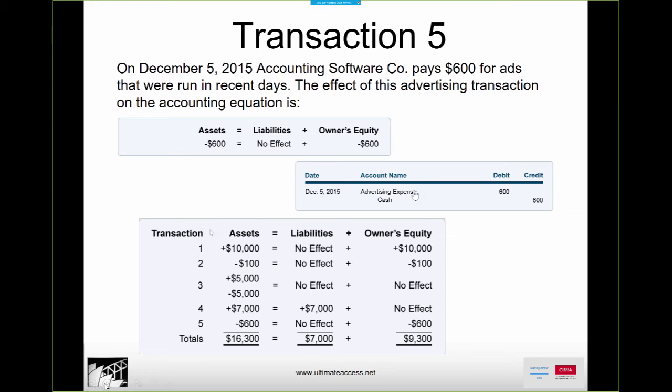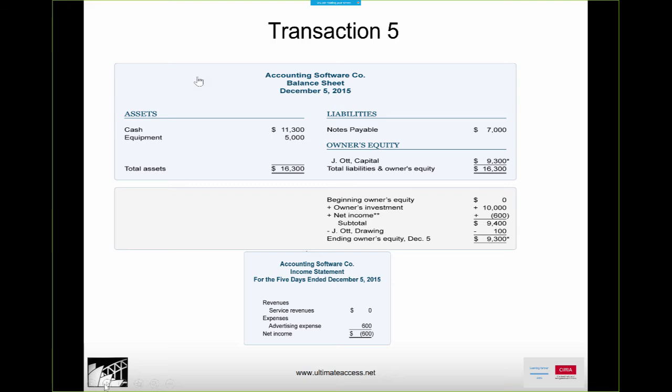This is how this will be shown in your profit and loss and balance sheet. As you can see, you get your income statement here. There were no revenues, only the expenses. So this expense, we take it here to the owner's equity, and then it's netted off, and it is only 9,300 that we show as the owner's equity.